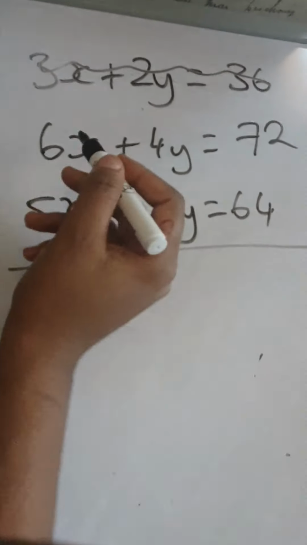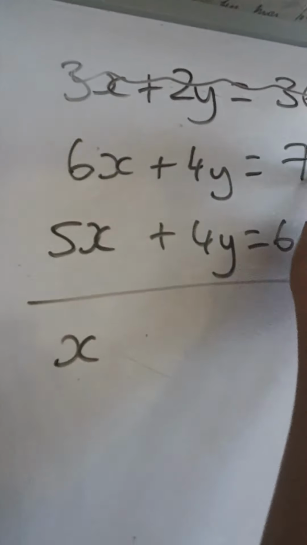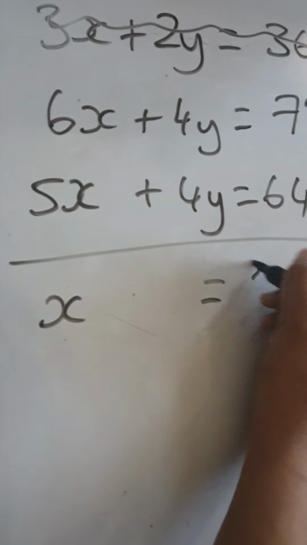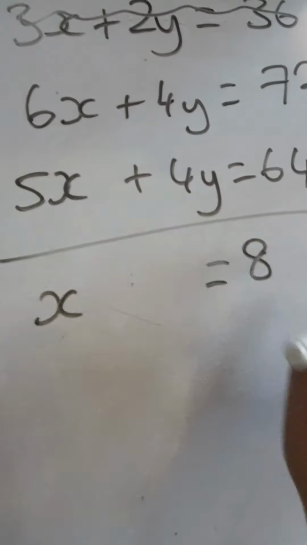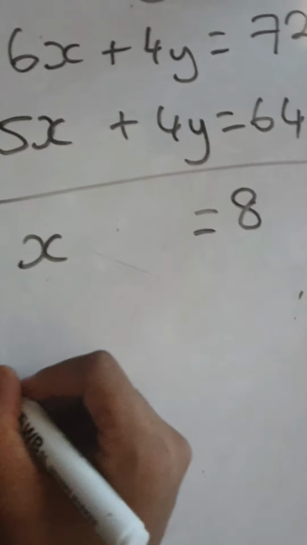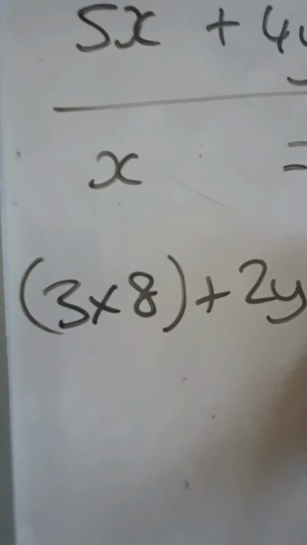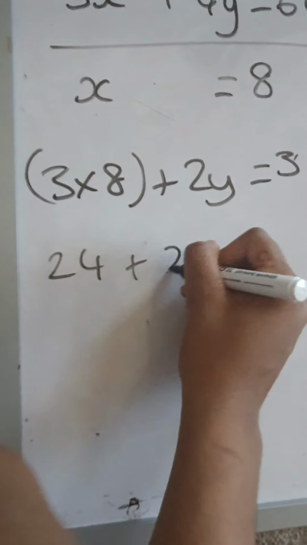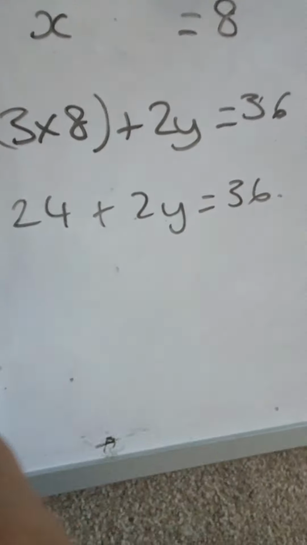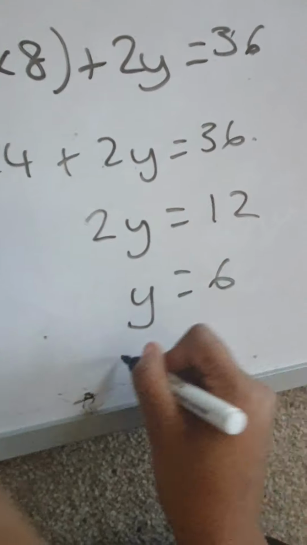Now that I've got that, I can do the same process and take away all over again. 6x take away 5x equals x. 4y take away 4y equals 0. 72 take away 64 equals 8. X equals 8. Very easy. Now if I take this x equals 8 and put it back into this equation, I've got 3 times 8 plus 2y equals 36. So that means 24 plus 2y equals 36. That means 2y equals 12 and y equals 6.